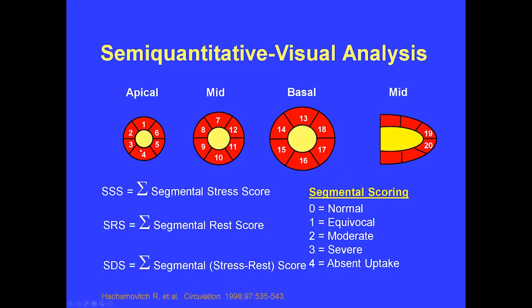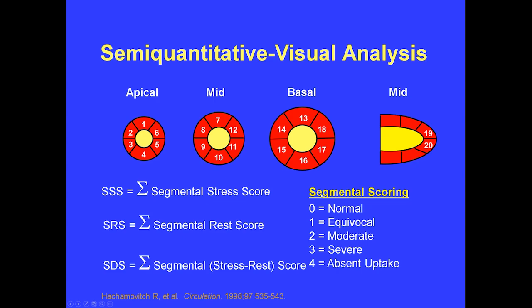Then we take the myocardium and try to make some sort of semi-quantitative analysis. There are several models. This particular model displays a 20-segment model. We divide the myocardium into 20 roughly equal segments. There is also a 17-segment model, which perhaps in some sense is more popular. But all models aim for the same thing. They break it down to segmental scoring, where 0 is normal uptake and 4 is absent uptake, and everything else is scaled in between.